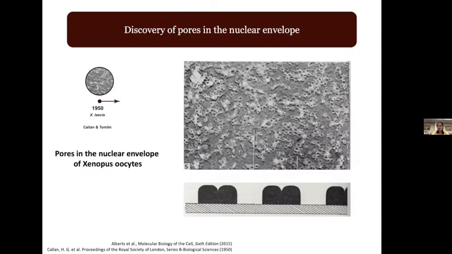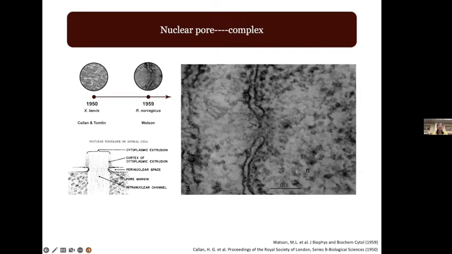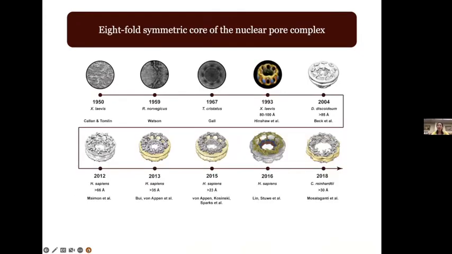It was discovered in the 1950s when people tried to use electron microscopy to observe the nuclear envelope. They found there are pores, and that opened this nuclear pore field. Nine years later, people found it's not only pores, but also has some protein structure. They named it the nuclear pore complex. On one hand, people always used electron microscopy to analyze the structure of the nuclear pore. In 1967, people found that the nuclear pore actually has an 8-fold symmetry.